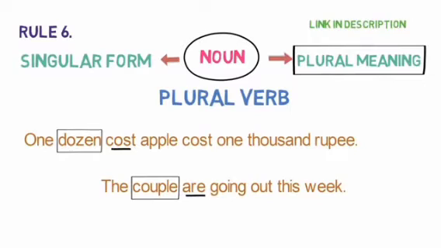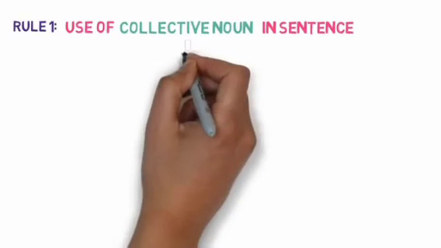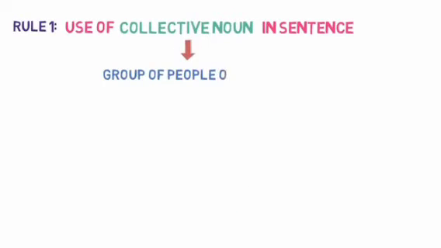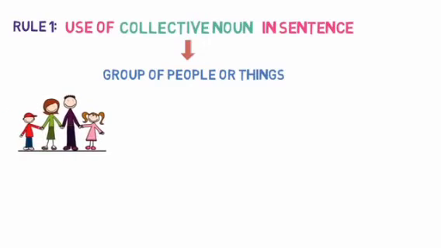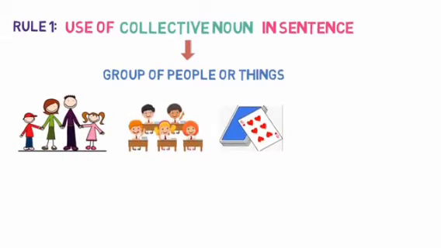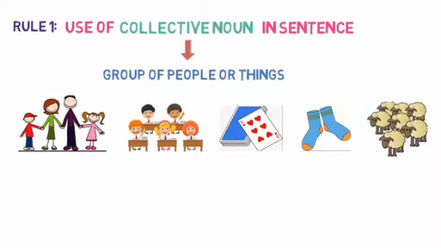Now, we're going to go into details discussing other various rules that deal with subject-verb agreement in the English language. The first rule is the use of collective nouns in a sentence. First of all, what are collective nouns? A collective noun is a noun that refers to a group of things or a group of people, as the case may be. For instance, you have a family, a class, a pack of cards, a pair of socks, and so on.